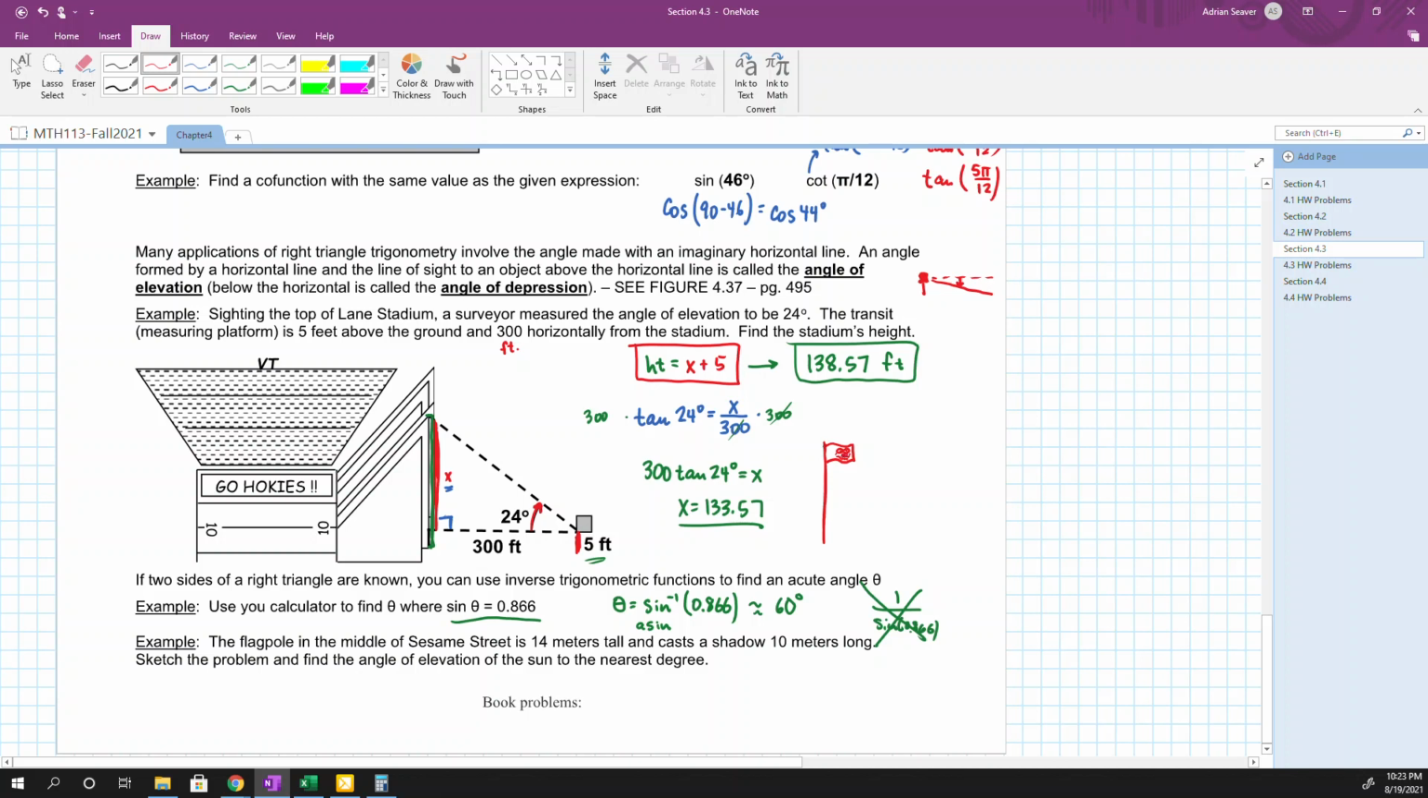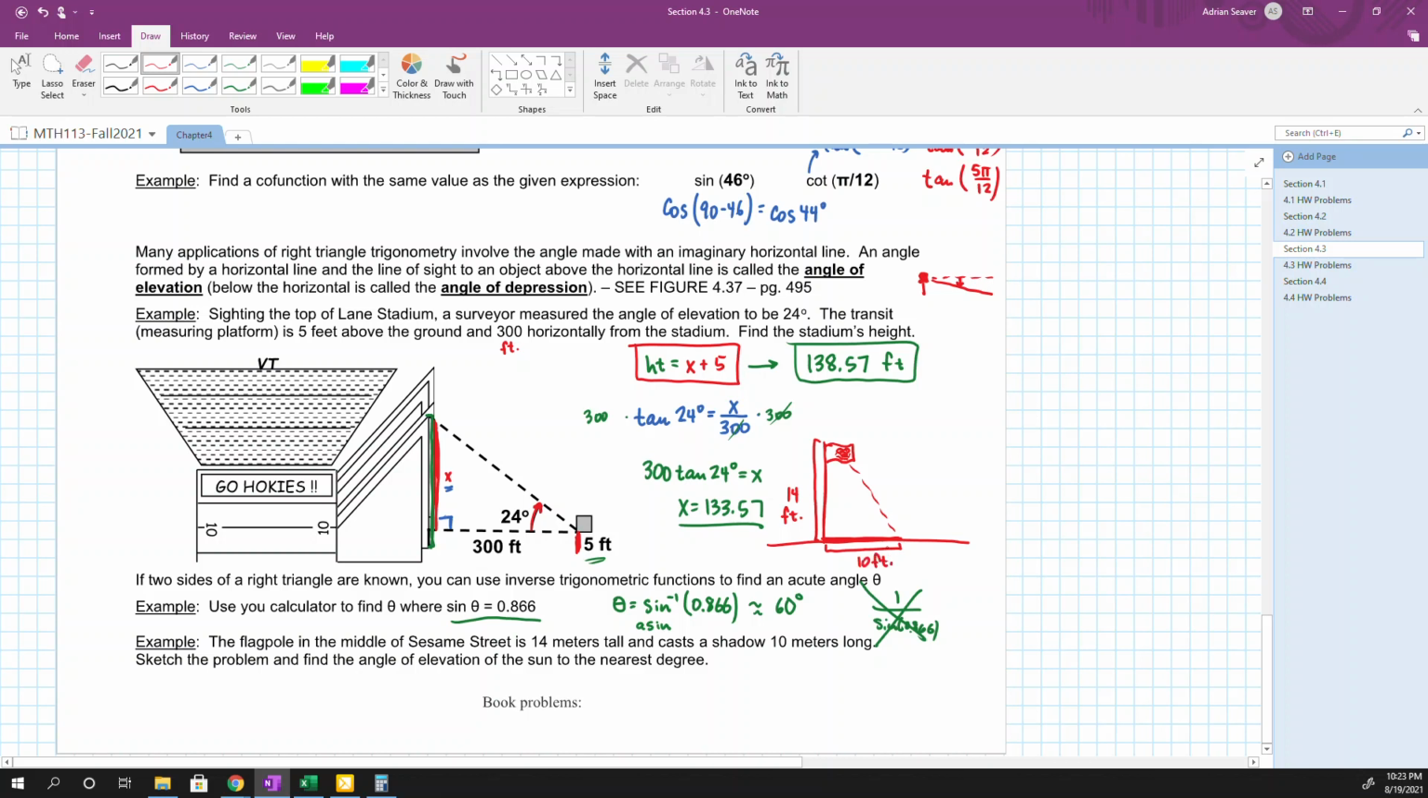It's 14 foot high. So there's our 14-foot high flagpole. The next thing says it casts a shadow 10 meters long. So let's come out here. This shadow, it's not perfect, but we'll say everything's level ground here. We'll say that shadow is 10 feet long.